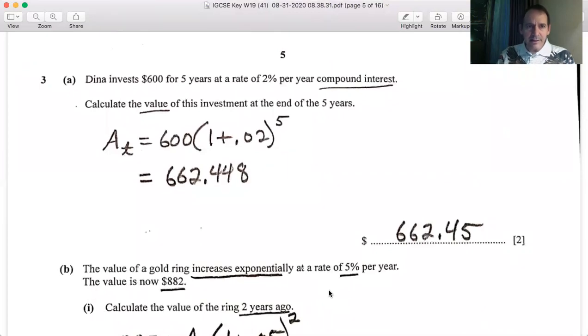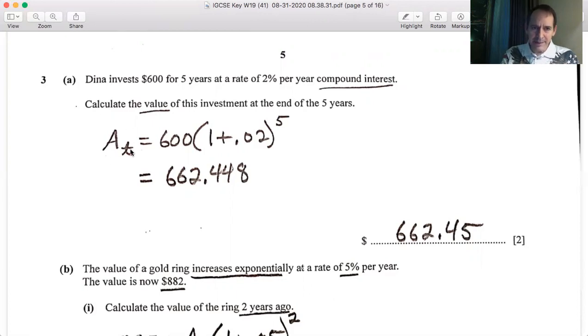Number 3, Dina invests $600 for 5 years at a rate of 2% per year, compound interest. Calculate the value of this investment at the end of 5 years.